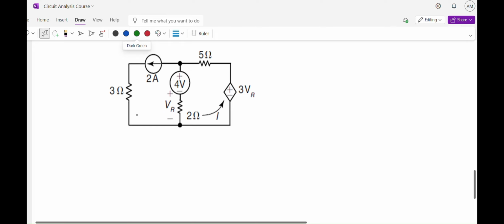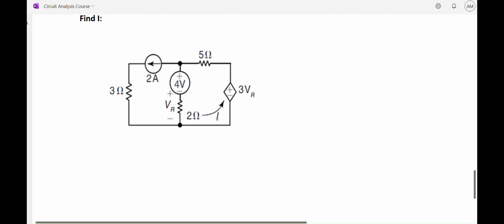Okay, now let's try to find the current I in this circuit. Feel free to pause the video and try to solve the problem yourself, and then unpause it and see if you got the answer correctly as I try to analyze it.